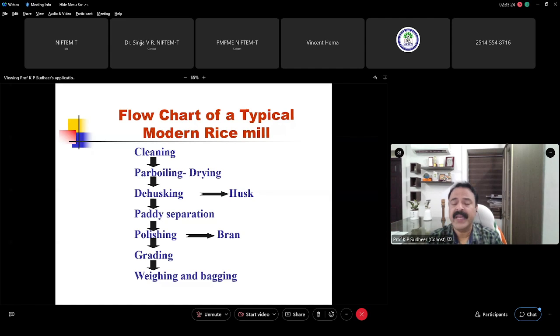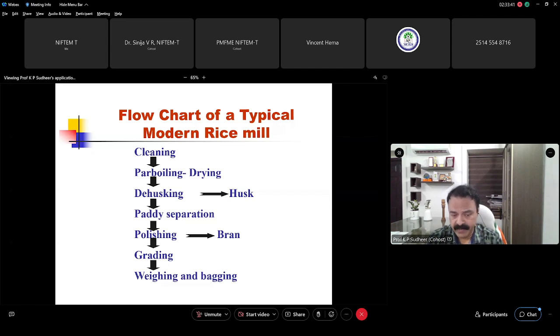Different types of polishers are the horizontal polisher, vertical polisher, and abrasive polisher. Many polishers are available, and the vertical cone polisher, of course, is obsolete now because no one is using vertical cone polishers, but still we were using such a polisher machine.